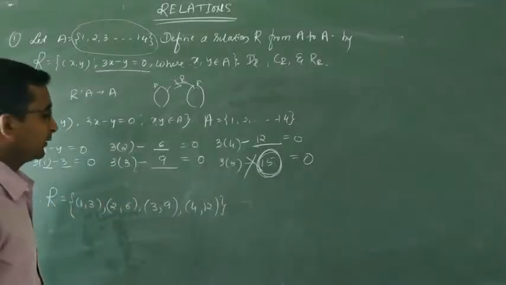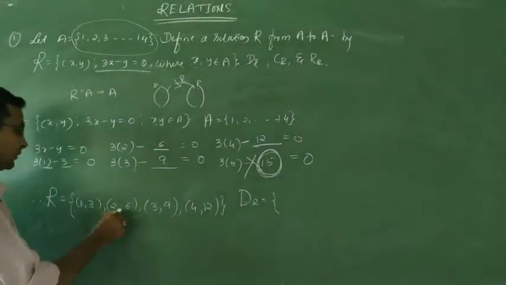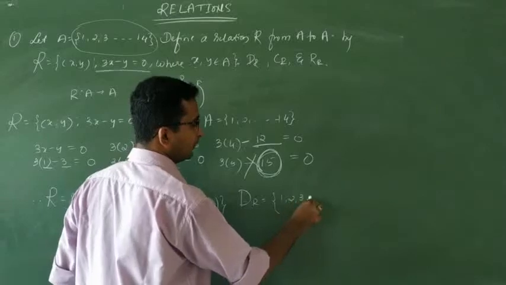Next, what we have to write is the domain. For the domain of R, we write the first elements of the ordered pairs of R: 1, 2, 3, 4.